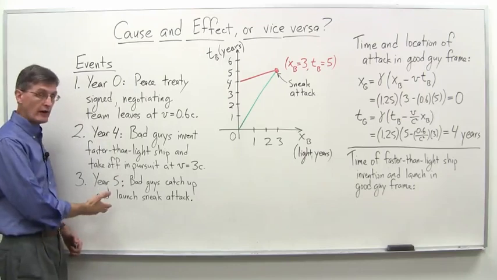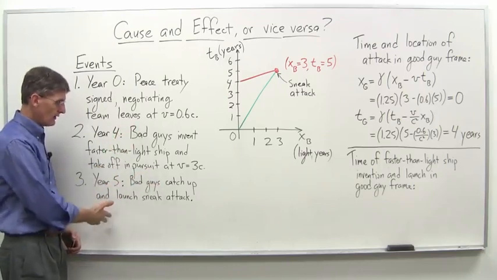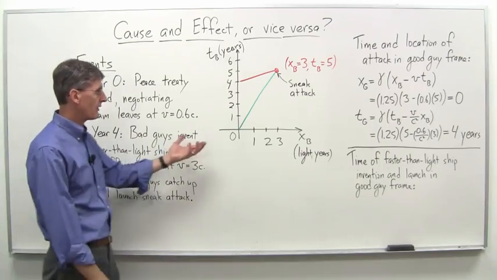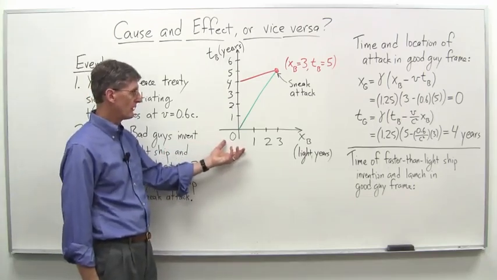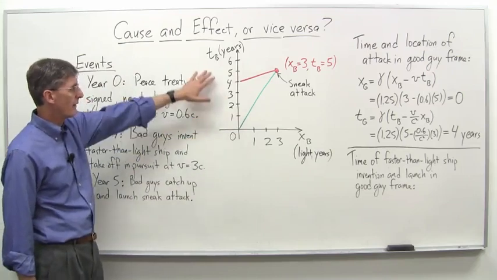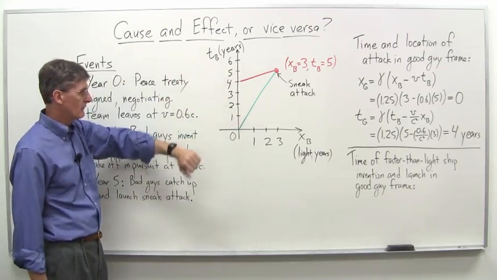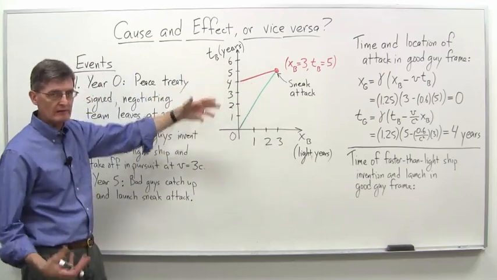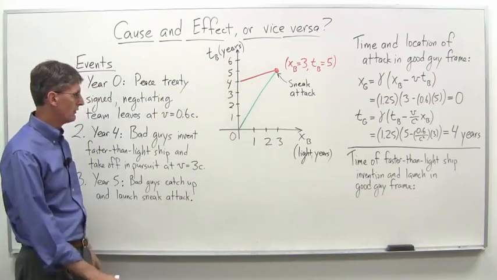And then in year 5, they're able to catch up to the good guys, and they launch a sneak attack against them. So diagrammatically, on a space-time diagram, this is what it looks like. This is the frame of reference of the bad guys, B here, for bad guys. It's in light years and years, so the velocity of light is 1 light year per year here.